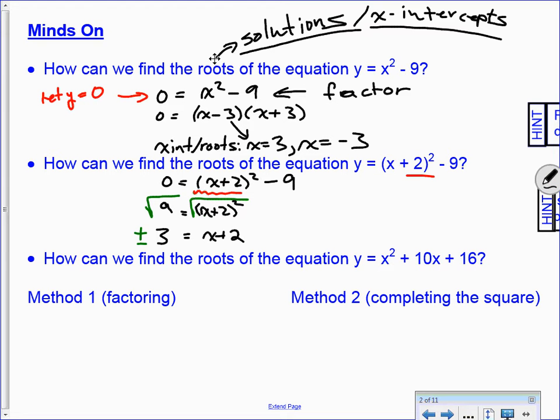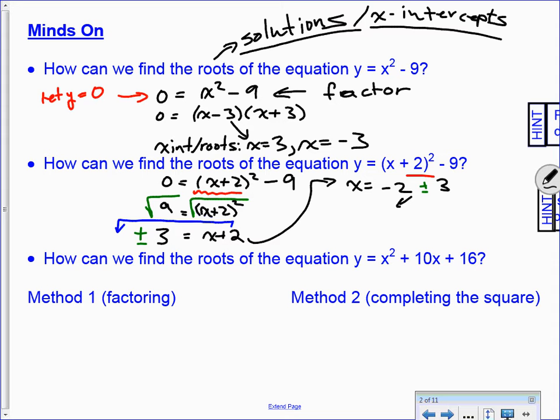Okay, and now that we have that, we can take this 2 and move it to the front of this equation. And what that gives us is the following. x is equal to, now if I move the 2 to the other side, it's going to be negative 2 plus or minus 3.